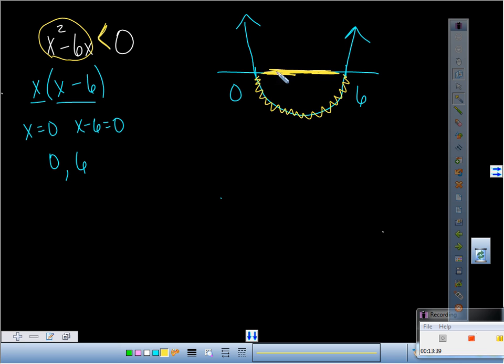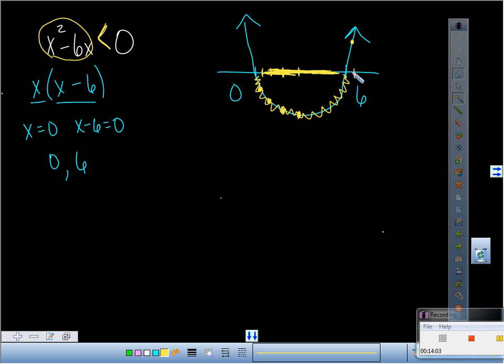Okay. So when I say where are the x's that give me this part of the parabola, I'm asking, this x gives me this y. Do you agree with that? This x gives me this y. This x gives me this y. See what I'm saying? These x's in between give you this part of the parabola.